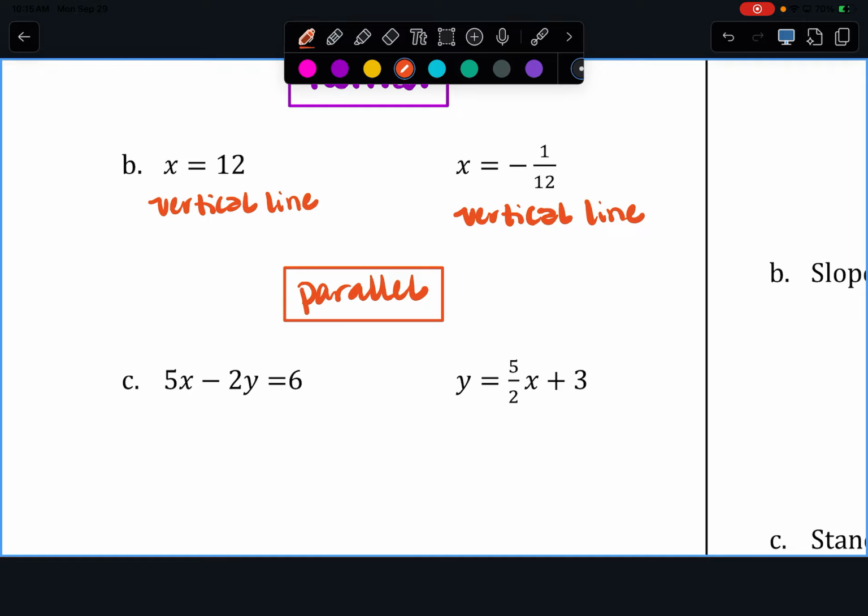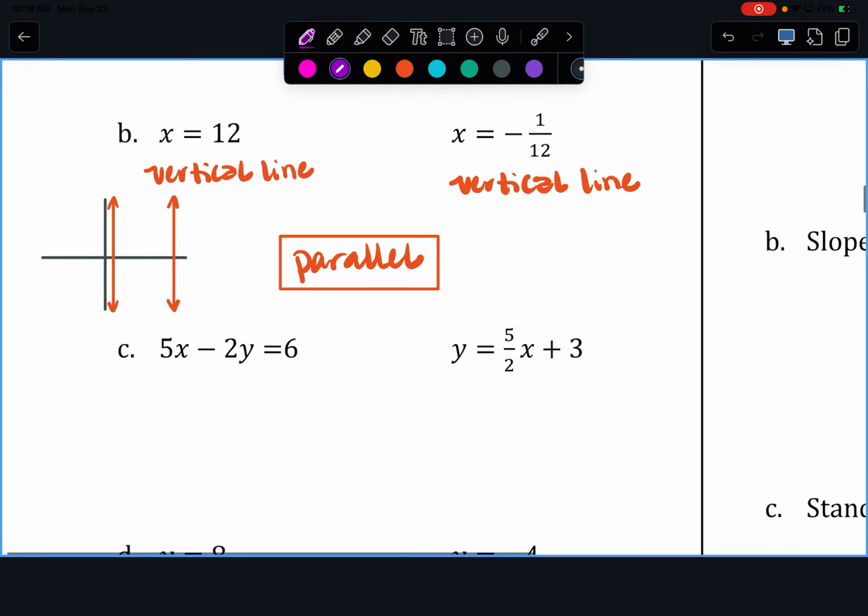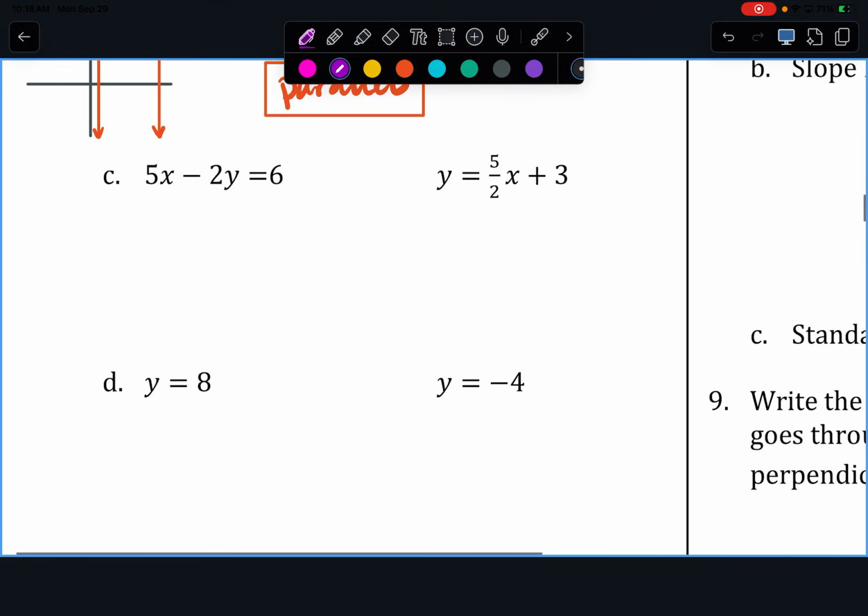You're literally just graphing. Here, let me just show you really quick. If I was to graph these by hand, x equals 1/12 would be very close to that y-axis. This would be x equals 1/12, and then x equals 12 would be way out here. It's just two vertical lines on the same graph, so they would be parallel. All right, let's tackle this guy.